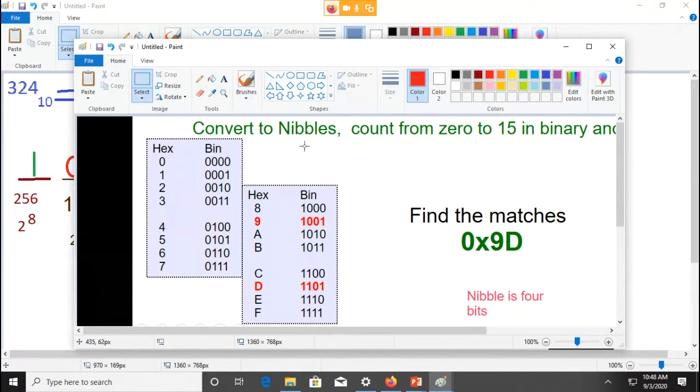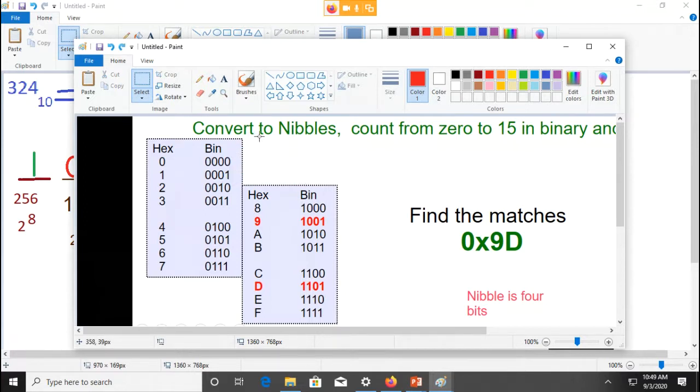I keep using the word bit, and I don't think I defined a bit. A bit is a single digit in binary. A single digit in binary is either a 0 or a 1. That's a single bit.